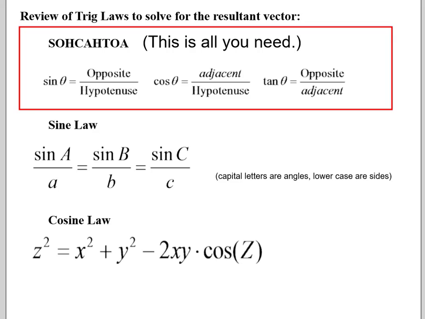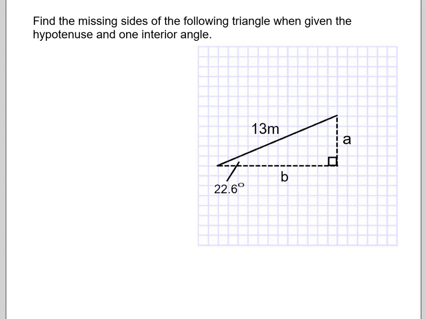If you happen to know sine law and cosine law, you're welcome to try and integrate them where you want, but I will only be using SOHCAHTOA to solve the problems. We'll be doing a component approach that will focus on that. So we'll be doing primary trig ratios only. That's all you need. So quick recap, find the missing sides and angles for the following triangle.